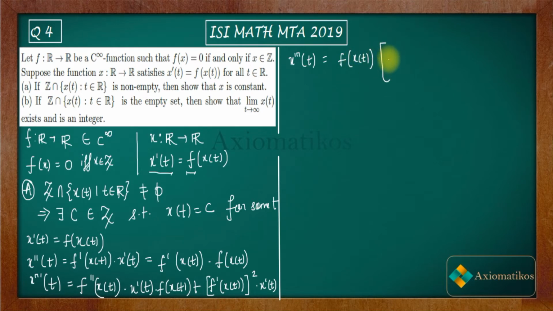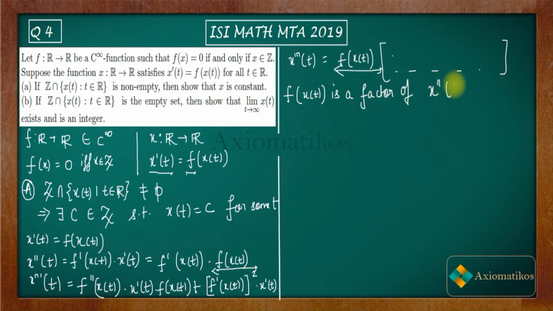Now what are you getting? You are getting something here, I will not write that. After taking common, try to focus on this step: f of x(t) is always a factor of the derivatives of this. Are you getting my point? What I am saying, I will write. f of x(t) is a factor of x^(n)(t).